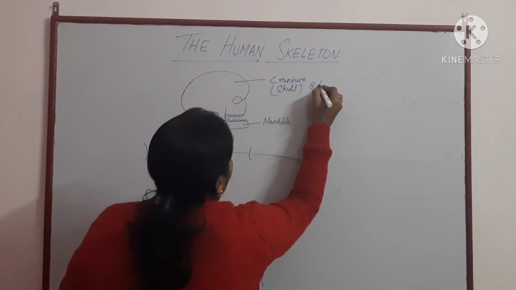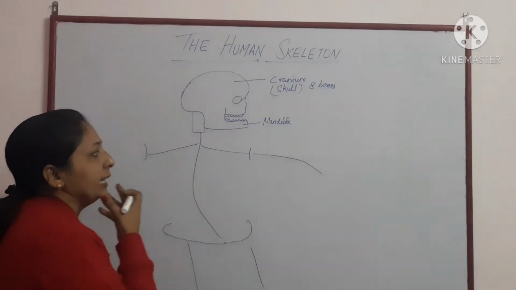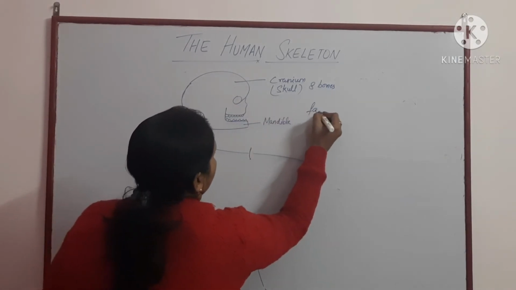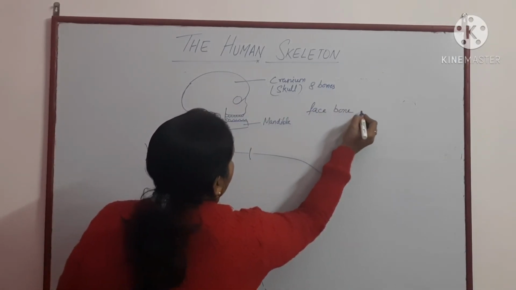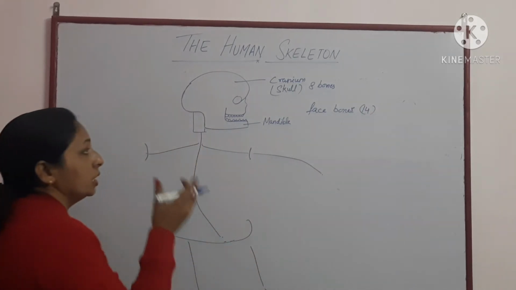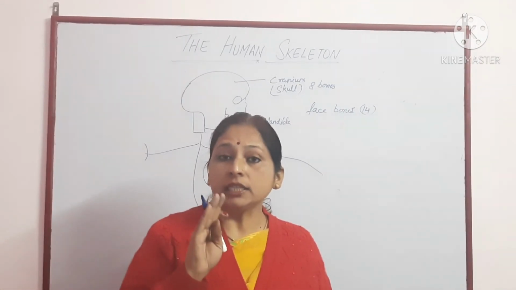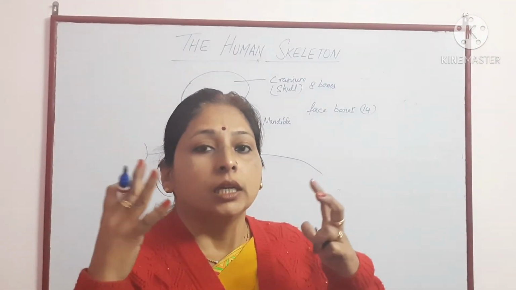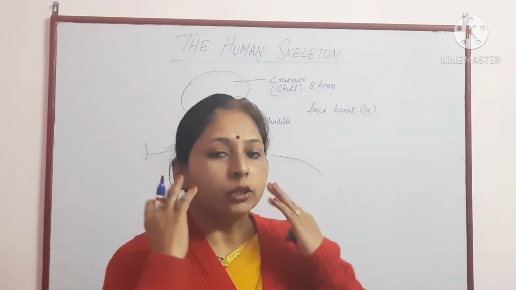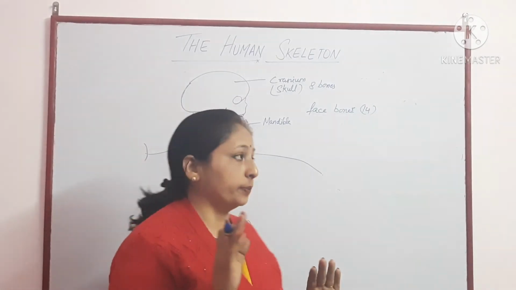Number of bones is 8 bones. This is the jaw, mandible, and in total the face bones are 14 in number. In the skull region, the cranium, the brain box, there are 8 immovable bones tightly packed together. Face bones total 14 in number, including the jaw. Teeth are not a part of the skeletal system.